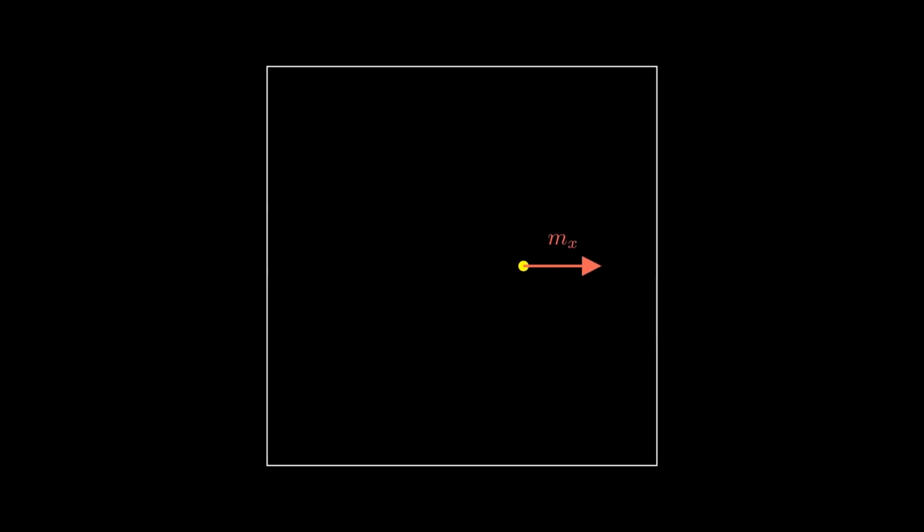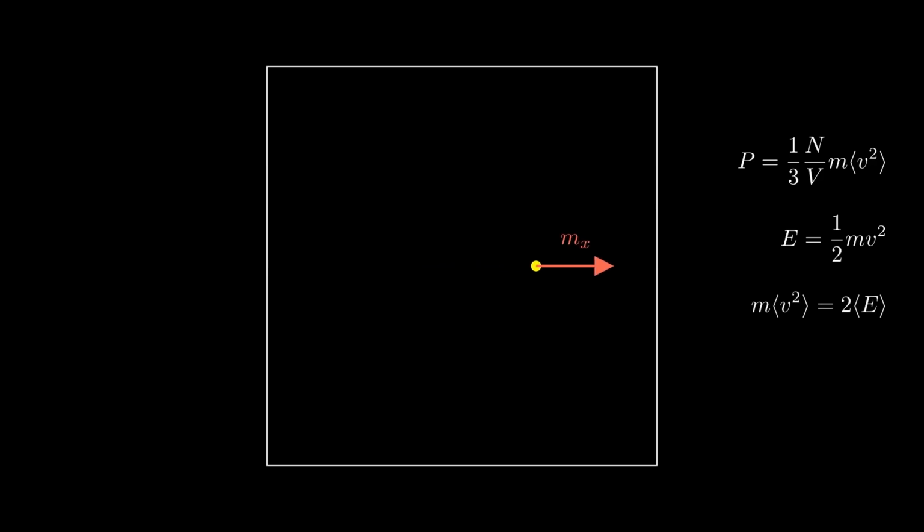So let's imagine a particle in a box moving with momentum px. Kinetic theory tells us that the pressure is proportional to 1/3 of the number of molecules per cubic meter volume, and the mass of each particle, as well as the mean square velocity of each particle. We also know that kinetic energy is half mv squared, so we can combine there to show the mass times the mean square velocity is equal to 2 times the average energy. And plug this into the top equation.